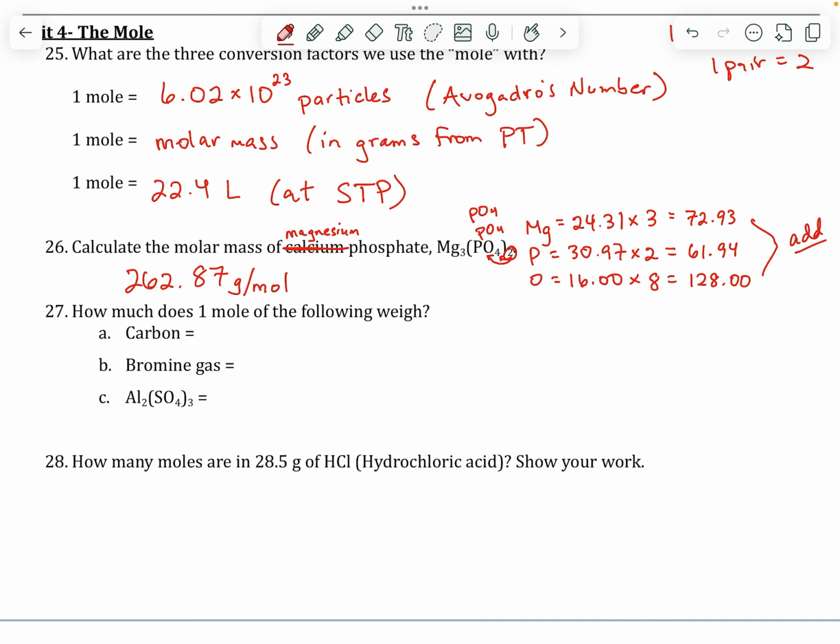So going by that exact same idea, how much does 1 mole of the following weigh? Really, we're just finding the molar mass. That's another way to ask that. Carbon is just 12.01 grams per mole.